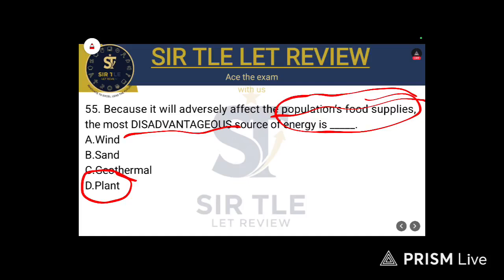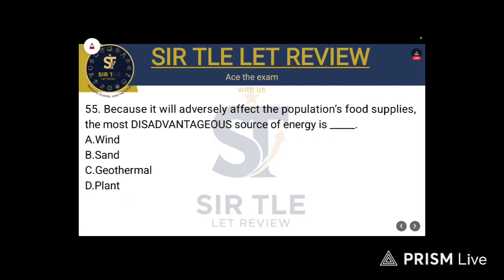Okay, that is letter D, plant. Okay? Hindi wind, hindi rin sand, hindi rin geothermal. Okay, the answer here is letter D.